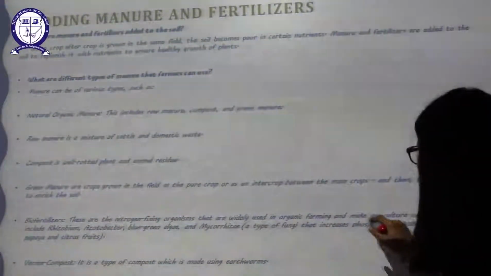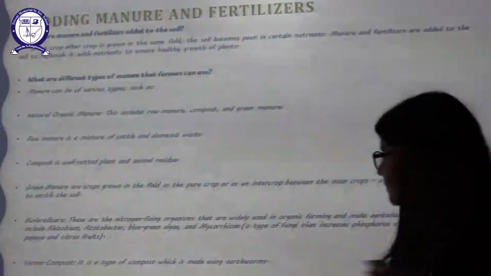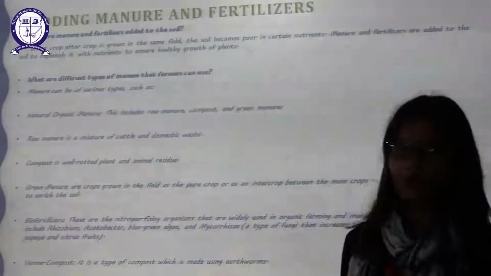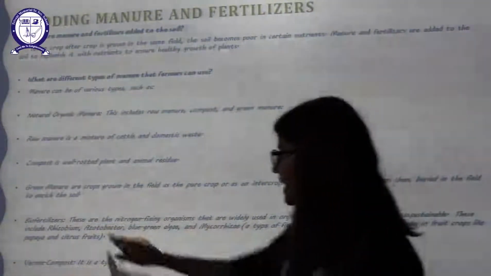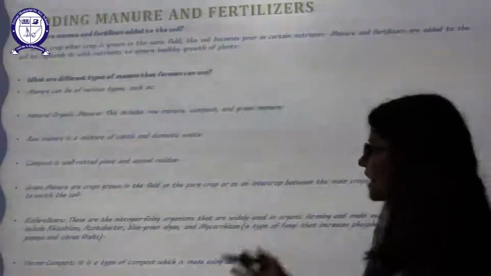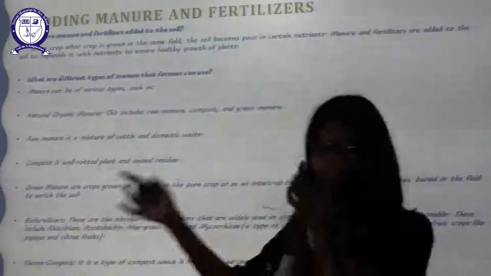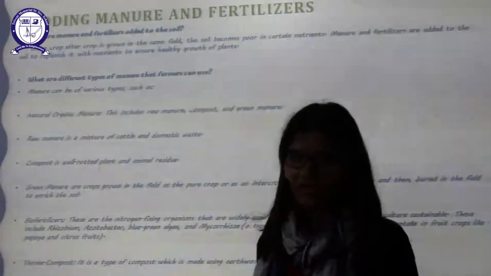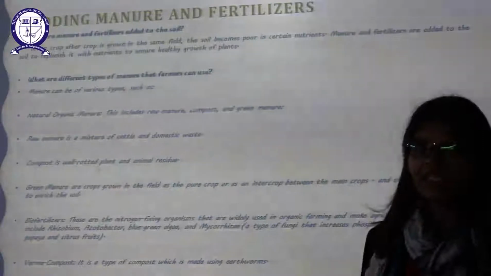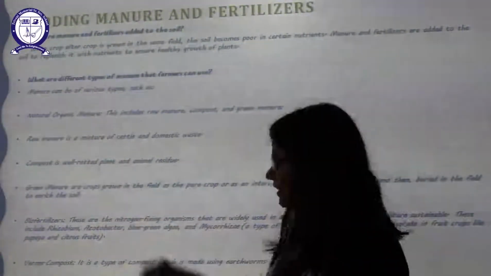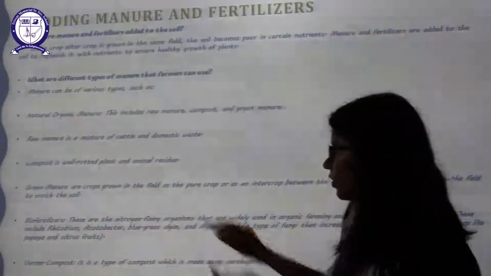Microorganisms which make agriculture sustainable include rhizobium, which is present inside the root nodule of leguminous plants, then azotobacter, blue-green algae, and mycorrhiza. All these are biofertilizers which, when present in the soil, naturally replenish your soil with nutrients, basically nitrogen nutrient. That's why they are called nitrogen fixing organisms.